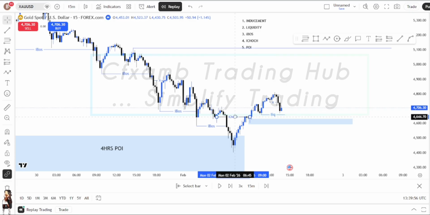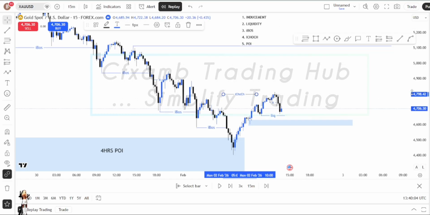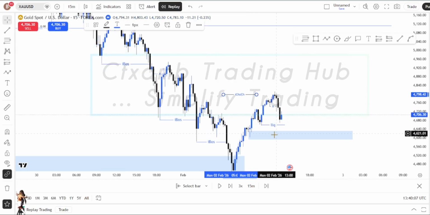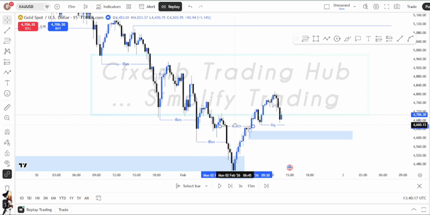Now if you look closely, we have a break of this recent high here, because if you look very clearly, you see that the market pushed up, this candle took the high and took the low of this candle. So we have another clear internal change of character here, at this zone.